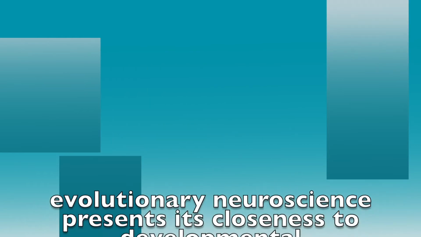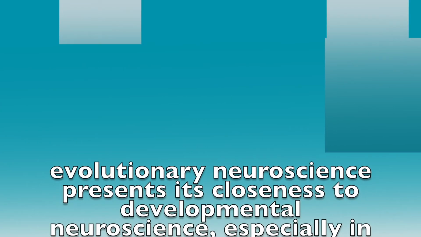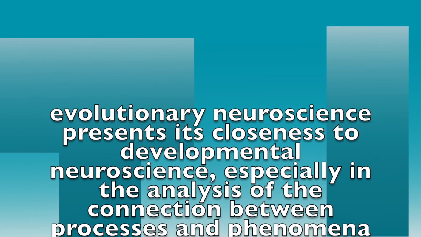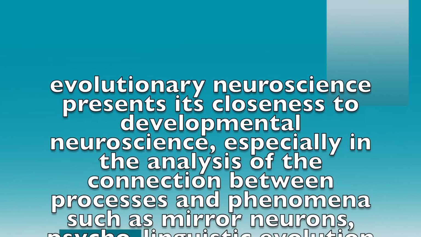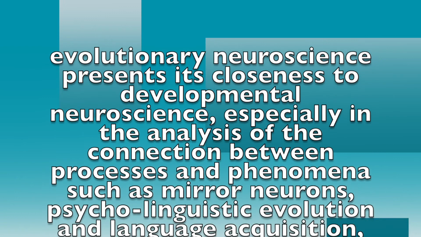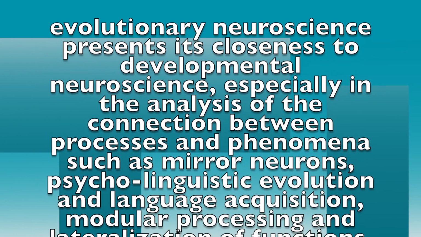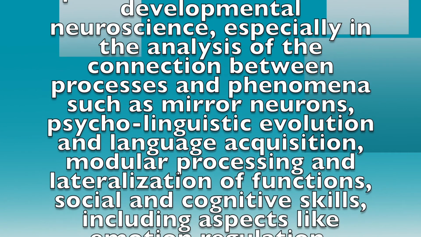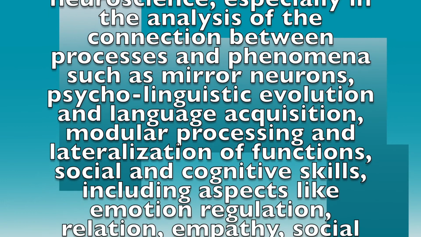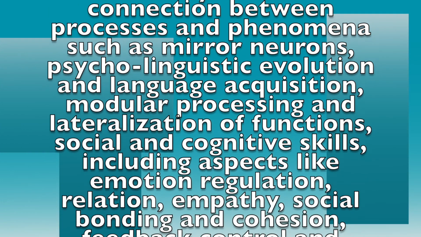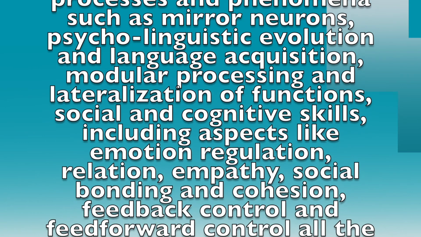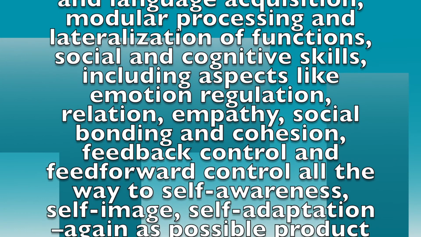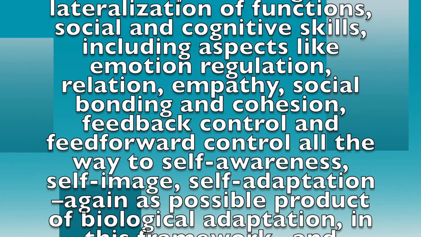Now, there are discussions, of course, in evolutionary neuroscience, because evolutionary neuroscience is in itself a product of evolution in Darwinian terms, which of course contributes to the theoretical assumptions, looking at biological underpinnings of the neurological base of multiple layers of animal interaction. So in this sense, there are connections between evolutionary neuroscience and developmental neuroscience, especially if you think about the connection between processes and phenomena such as mirror neurons, we already mentioned that, but also psycholinguistic evolution and language acquisition, all the way to modular processing and lateralization of functions.